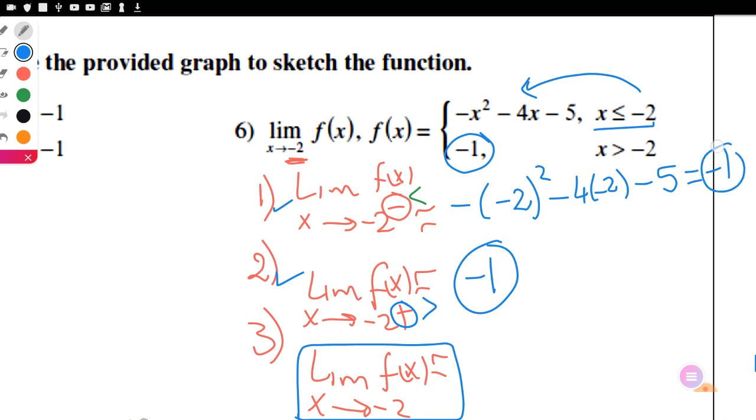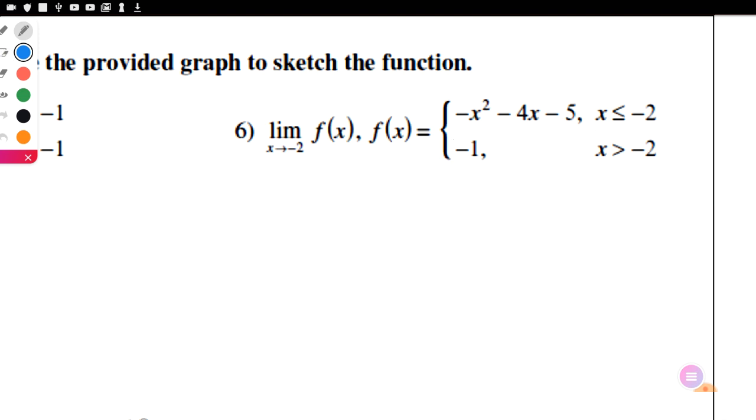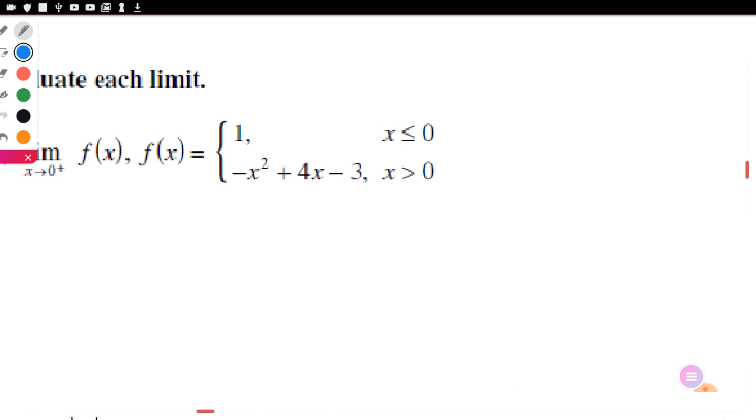Here, since these two limits are the same, the limit exists and it will be like them, which is -1. When you ask me to find the limit, but you don't ask me from right or from left, I have to find from both sides and compare the results. Please watch the video well. Your homework, I think, look here.